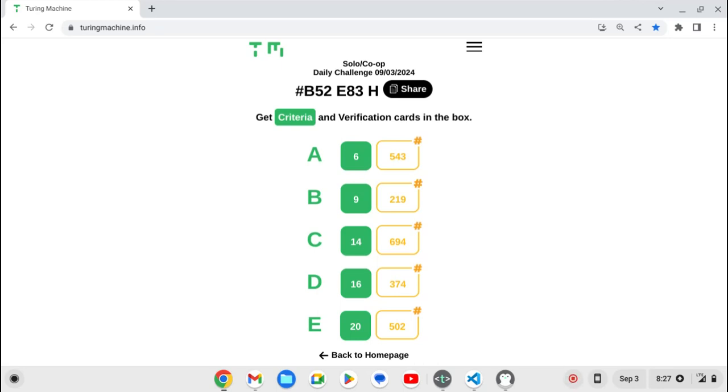Let's begin. Today's September 3rd, 2024, and we're solving the Daily Turing Machine Puzzle. Today's puzzle uses the following 5 criteria cards: criteria card 6, 9, 14, 16, and 20. And the puzzle uses the orange verification cards. The code above is your way to get more information on today's puzzle by searching the code on turingmachine.info. Let's go solve.